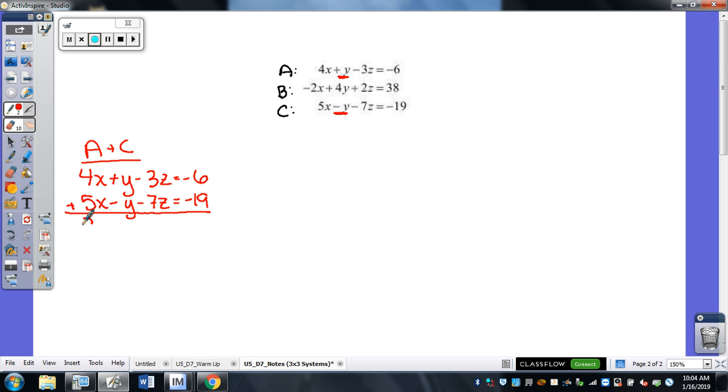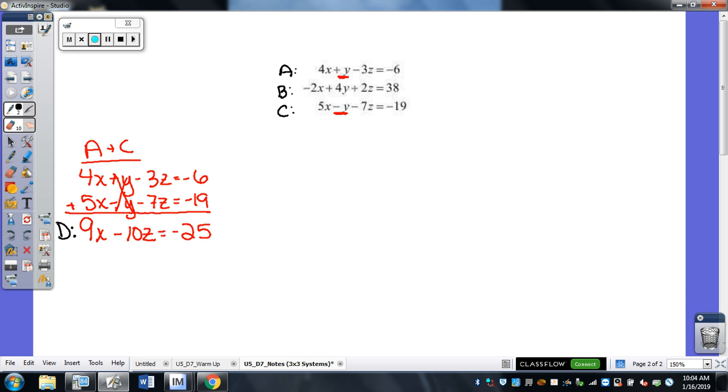4x plus 5x gives me 9x. Y's are gone. Negative 3z minus 7z is negative 10z. And negative 6 minus 19 gives me negative 25. So there's equation D.